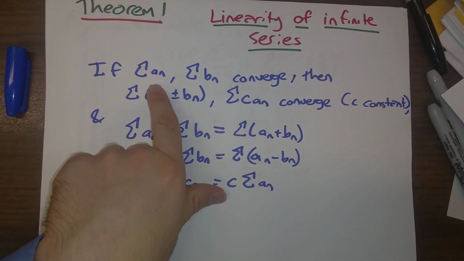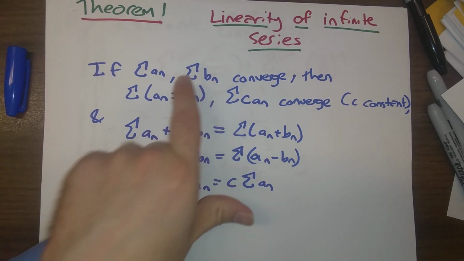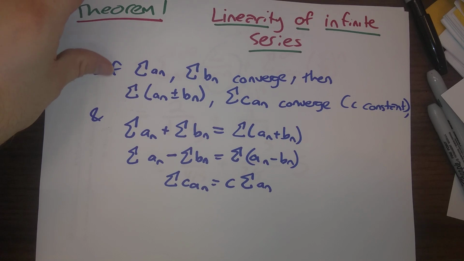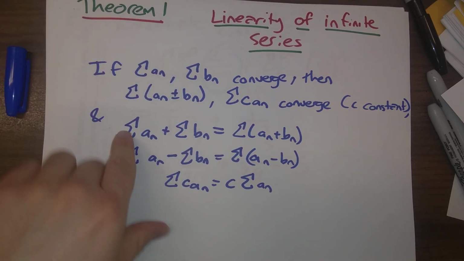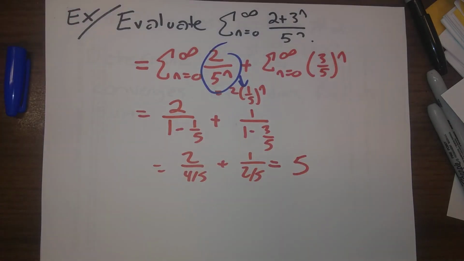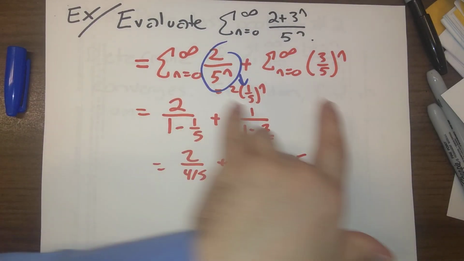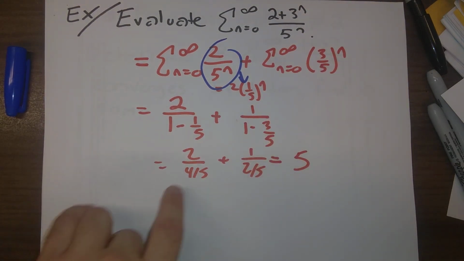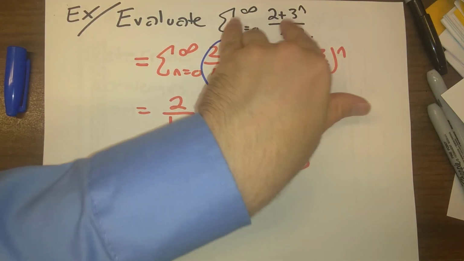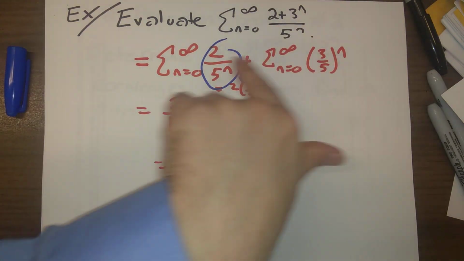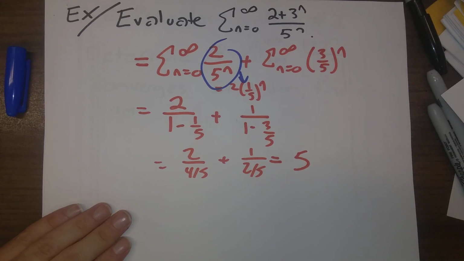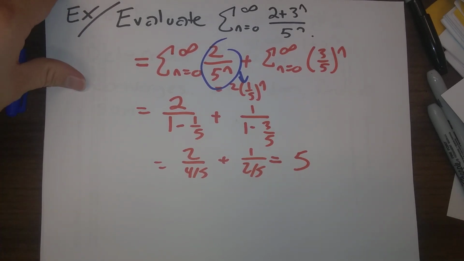So if the sum of a sub n and the sum of b sub n individually converge, then the sum of a sub n plus b sub n also converges. And we look at this line right here. We know this sum converges to this value, and we know this sum converges to this value. So this series here has terms that are the sums of the 2 individual terms. So everything checks out. That's why we can do this.